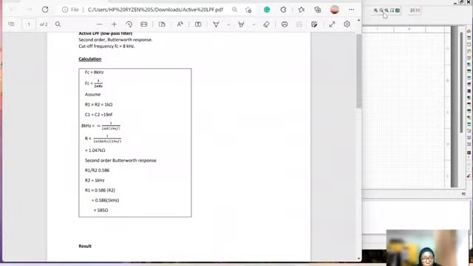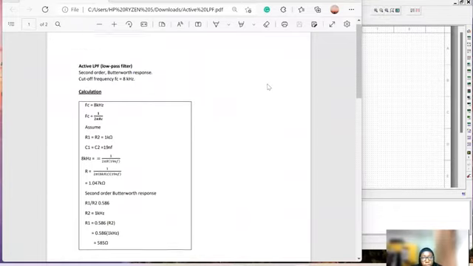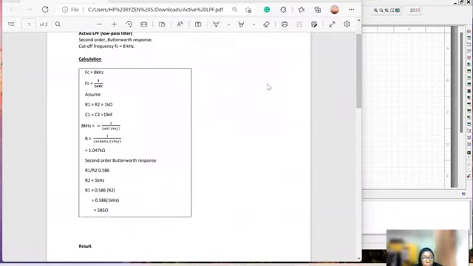My name is Aisha Jibril. For this assignment, my part is the active low pass filter, and I was given the cutoff frequency, which is 8 kilohertz. So here is the calculation.